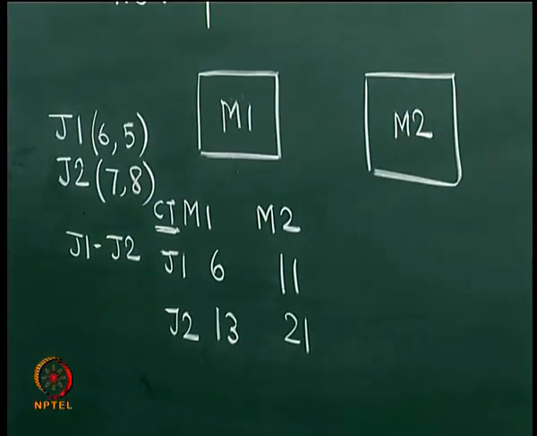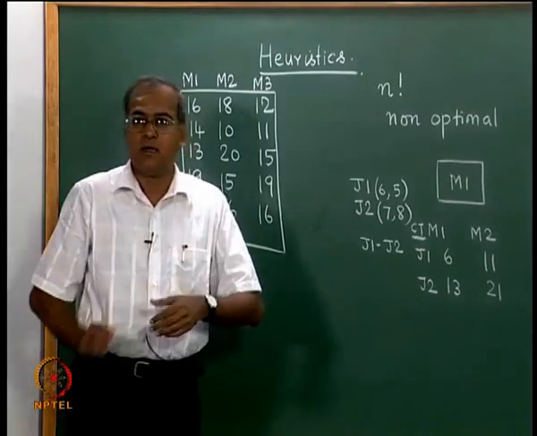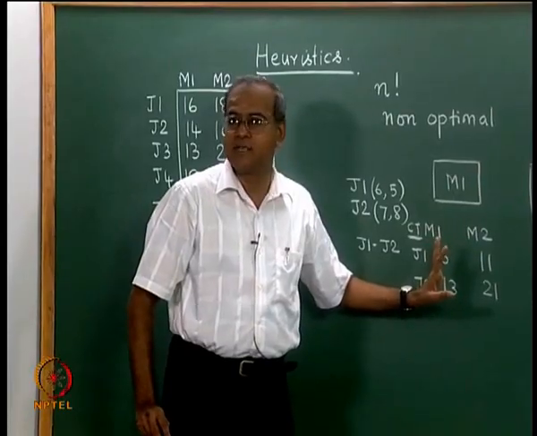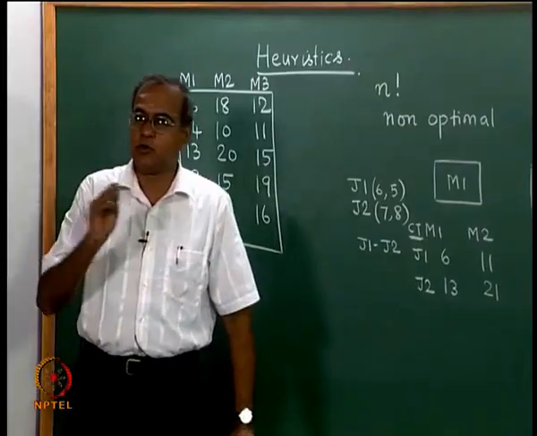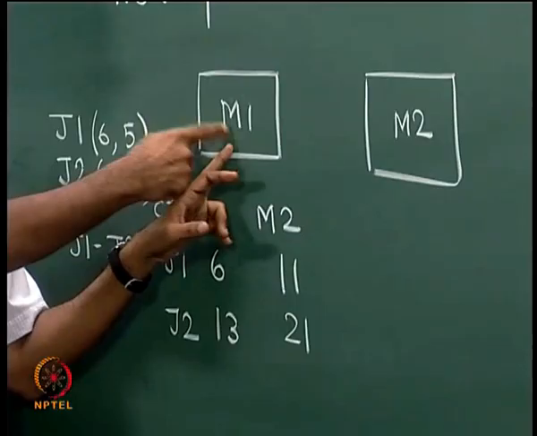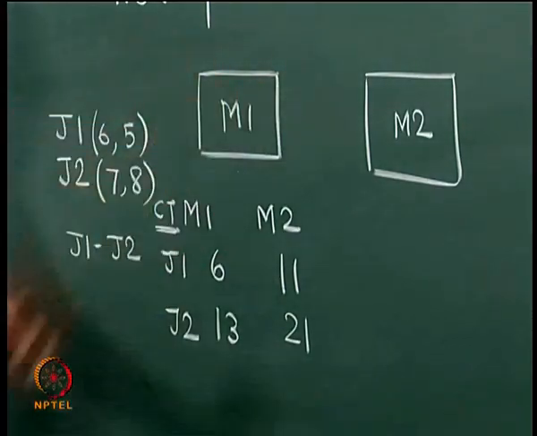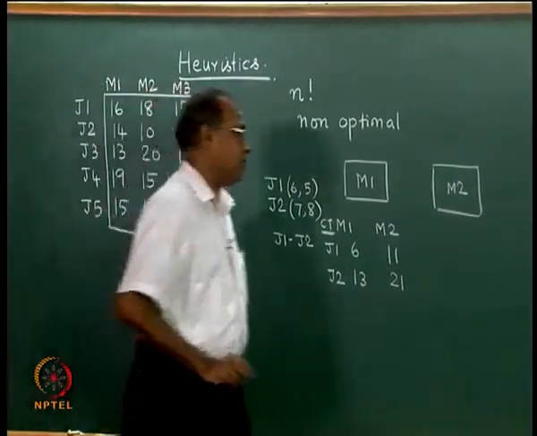We have made an important assumption here that the moment we decide that the sequence is J1 followed by J2, that sequence is maintained on all the machines, both M1 and M2. For example, let us look at a scenario where we decide that the sequence on M1 is J1 followed by J2 and the sequence on M2 is J2 followed by J1. So let me show those calculations.